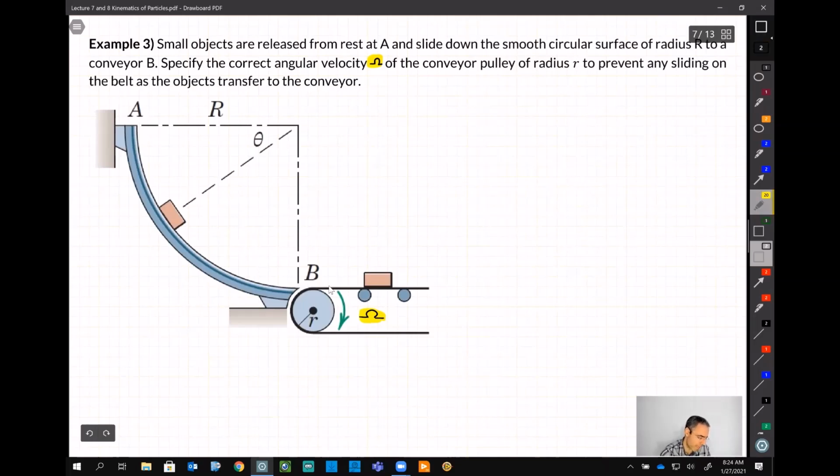Again, let's understand the problem. Let's say the moment that this part is coming down and wants to lay down on this conveyor. So it has a speed, we know. It just entered this point and it has a speed. Let's call this speed V.